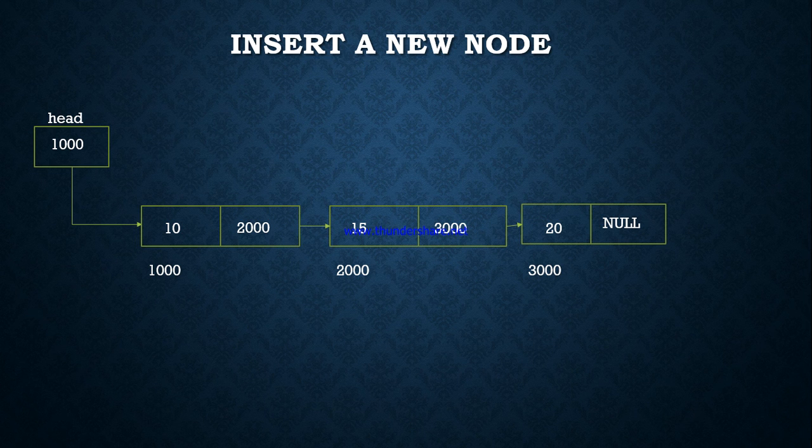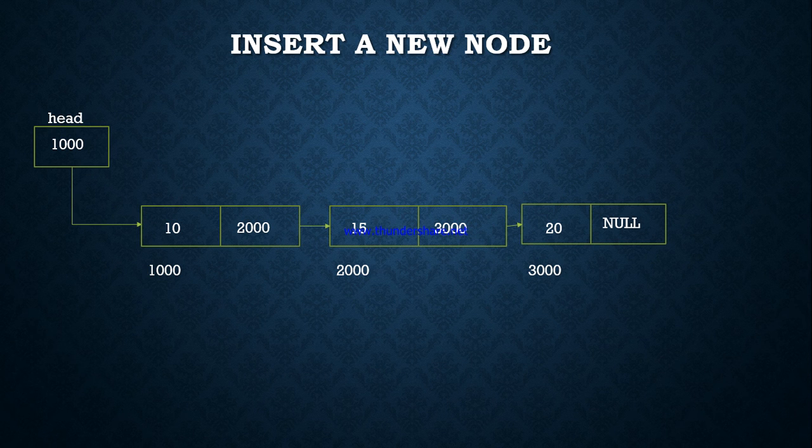Okay, now today I will first discuss how we can insert a new node into an existing linked list. This linked list already exists. Now I have to insert a new node in this linked list. So this is the linked list. We already know from our previous video how to create a linked list, and this is the way we have created this list.